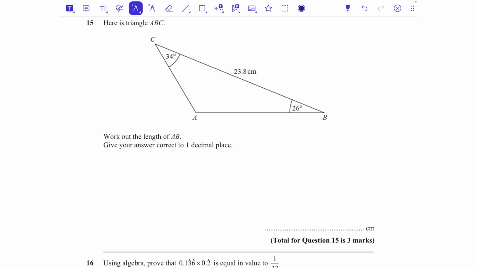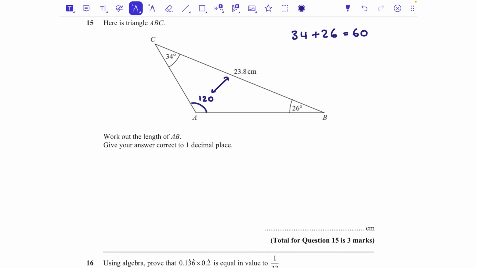We know that angles in a triangle add up to 180, so I can very easily get this angle by making sure the angles add to 180. So 34 add 26 is 60 degrees, which means that we're left with 120 degrees for this angle here because we know that angles in a triangle add up to 180. And now I've got a pair.